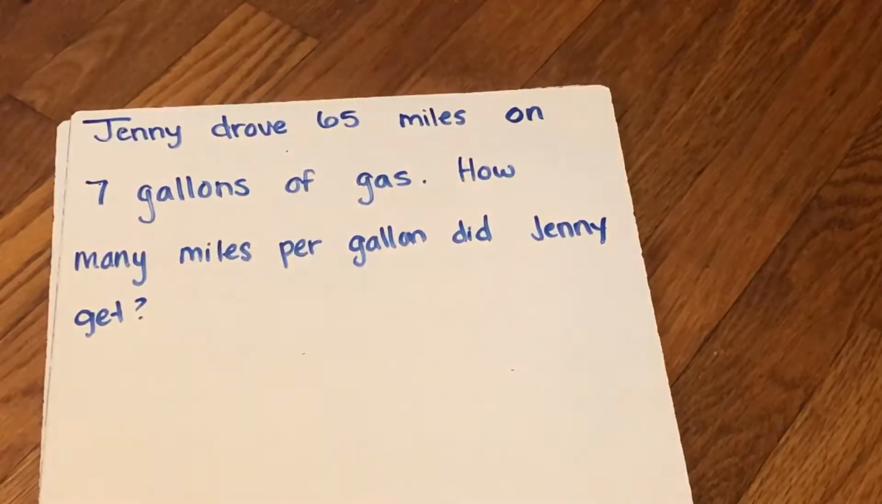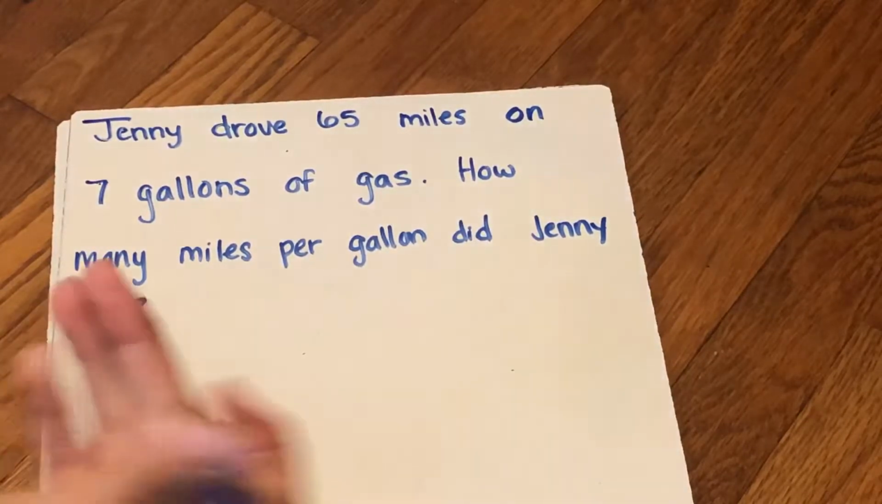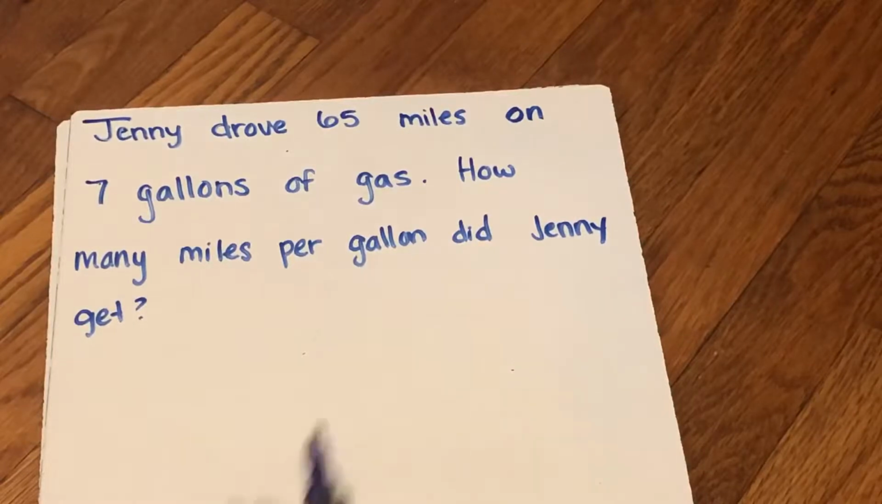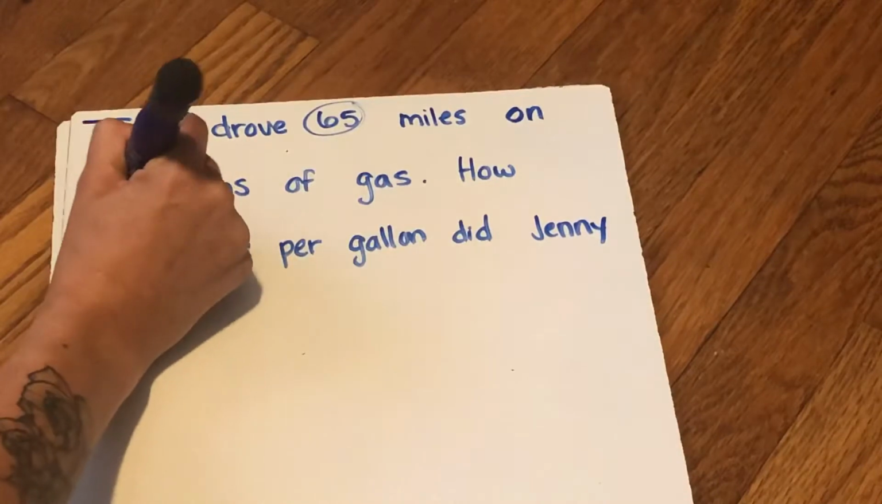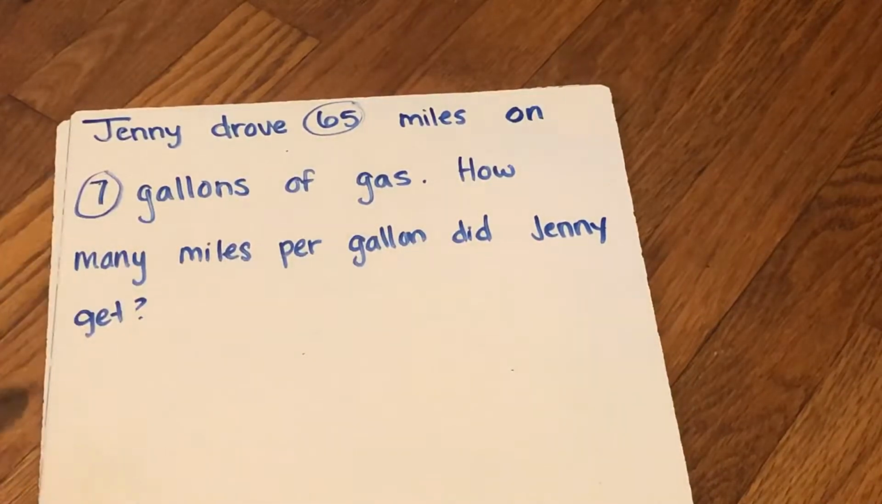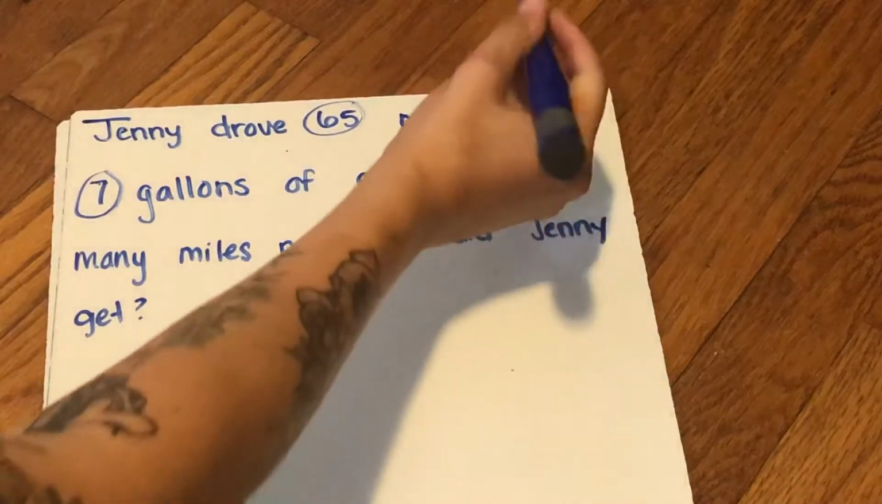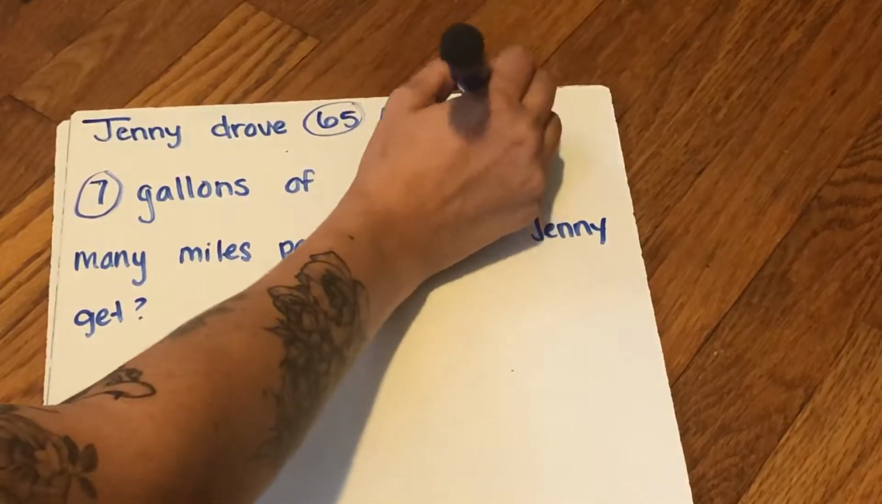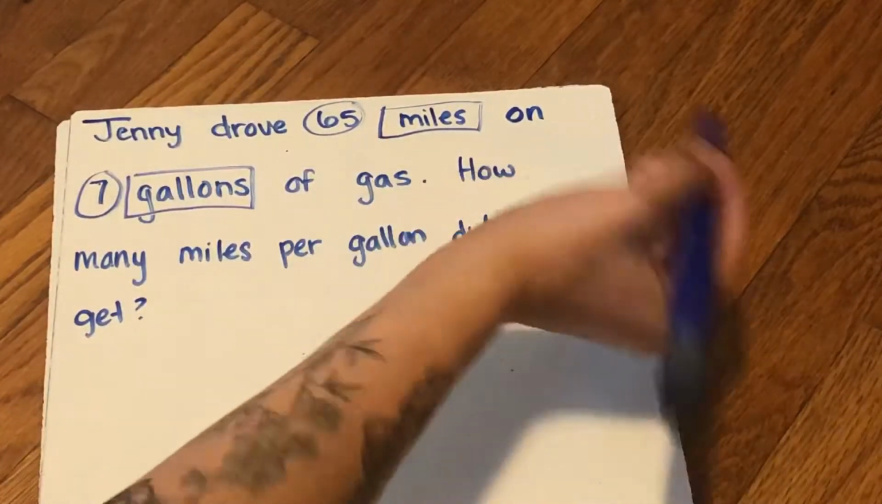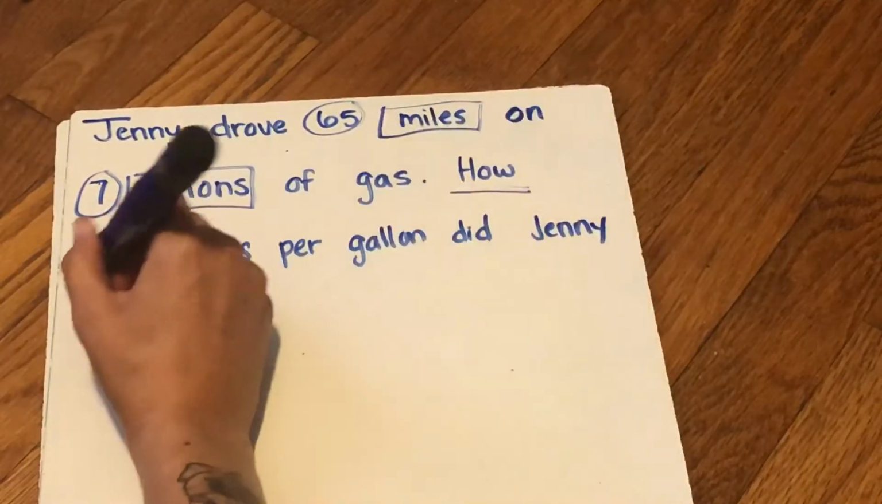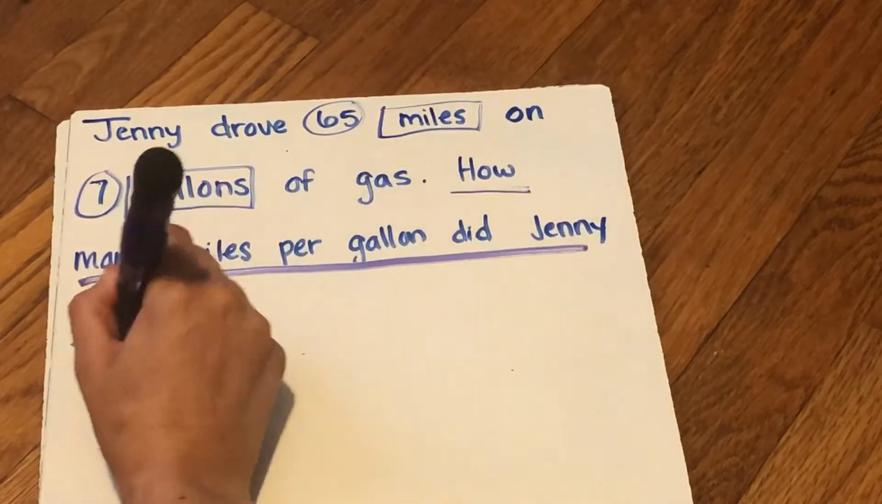So our word problem says, Jenny drove 65 miles on 7 gallons of gas. How many miles per gallon did Jenny get? So the first thing I'm going to do is I'm going to annotate that problem. I'm going to start by circling my numbers. So Jenny drove 65 on 7 gallons of gas. So now I'm going to box my vocabulary words. So we have 65 miles on 7 gallons. Then I'm going to underline my question. How many miles per gallon did Jenny get?